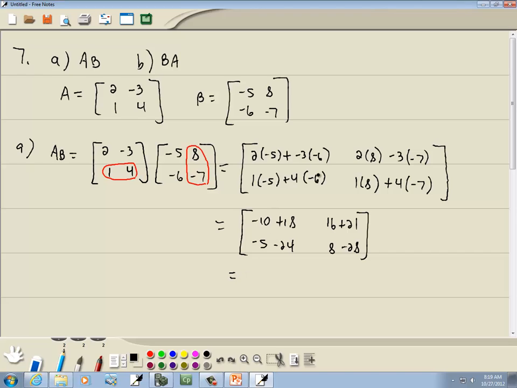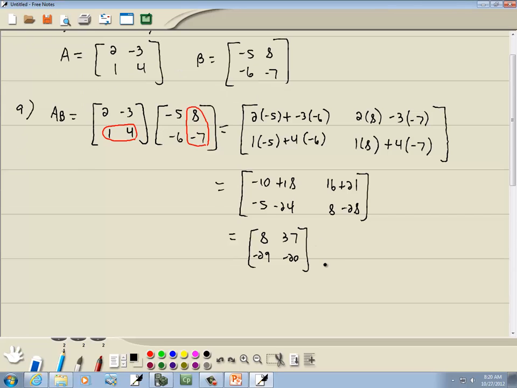Let me double check that. Yeah, -5 minus 24, 8 minus 28. Okay, so then what we get, -10 plus 18 is 8. 16 plus 21 is 37. -5 minus 24 is -29. And 8 minus 28 is -20.